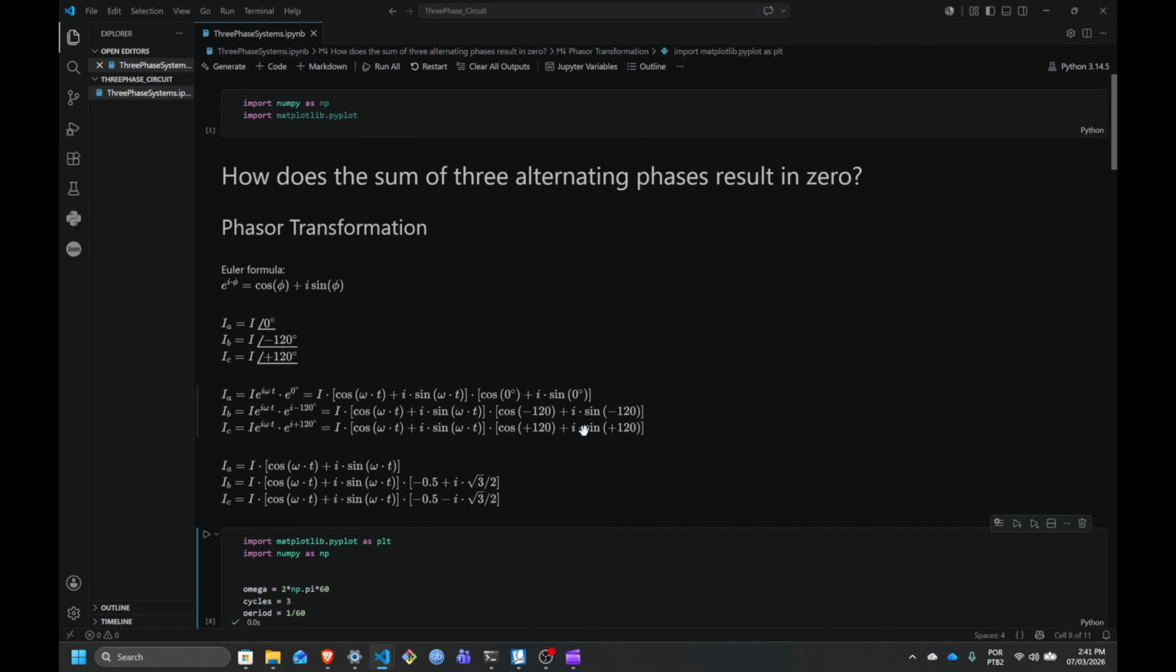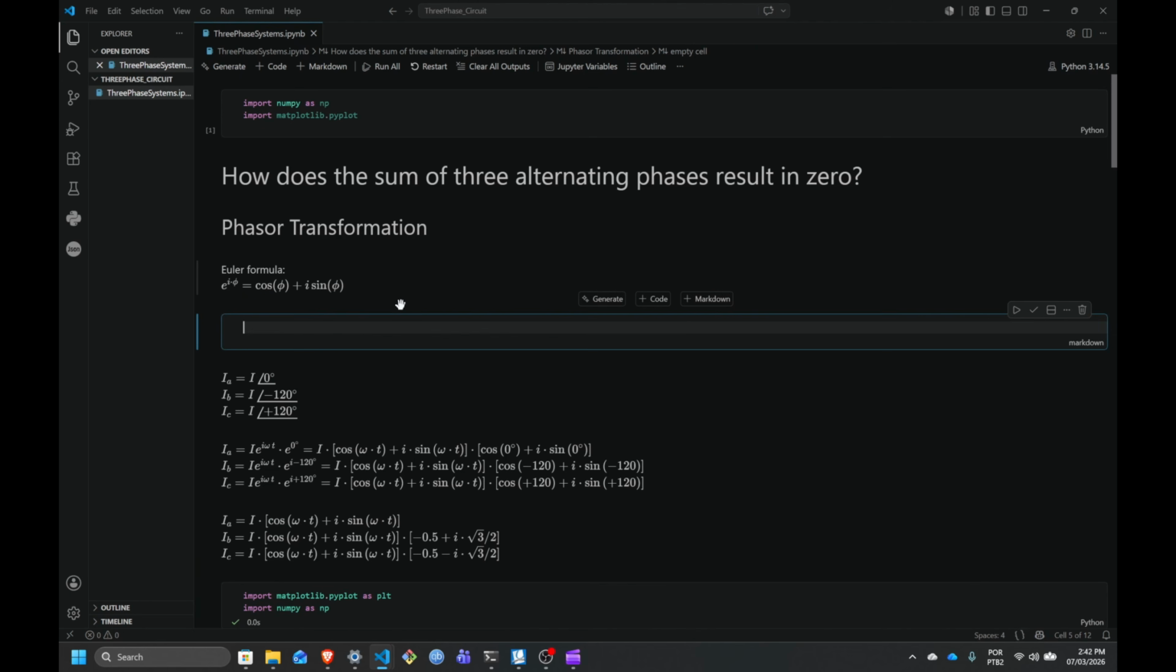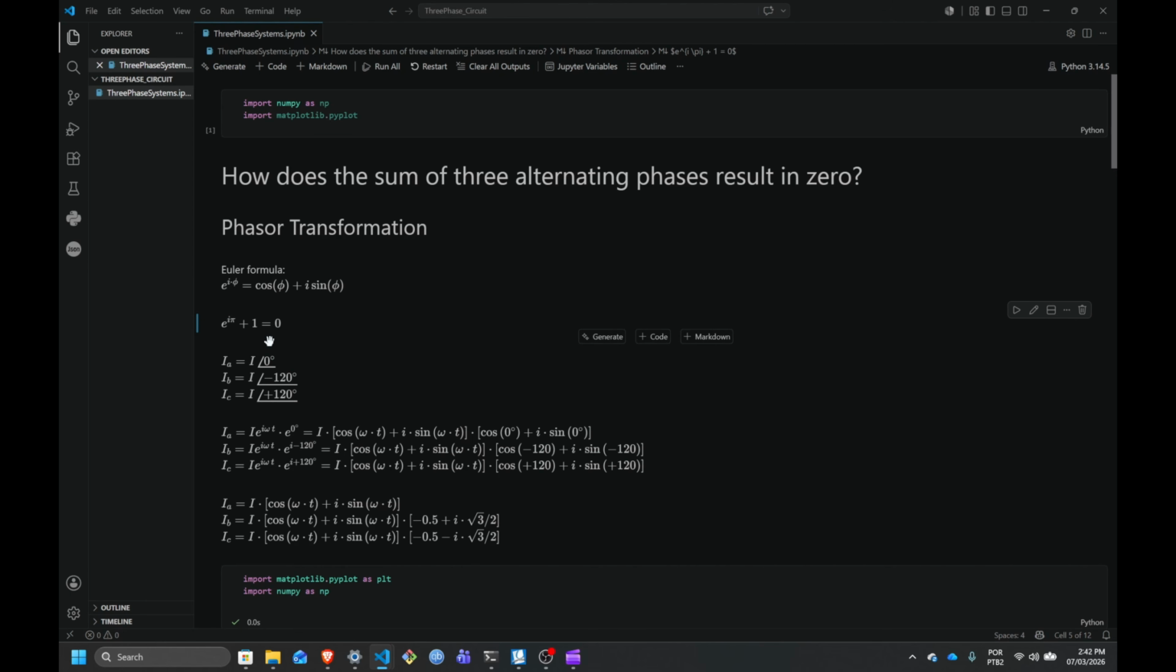To answer that, we're going to use complex numbers and especially Euler's formula to understand this better. So this is the Euler formula. It's interesting because sometimes it is placed like that. It is generally written like this.